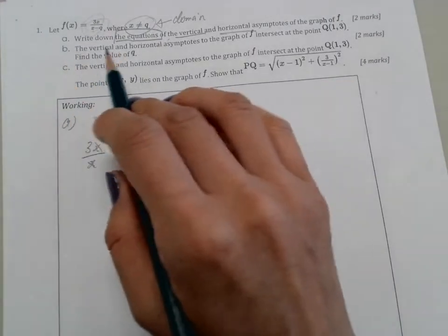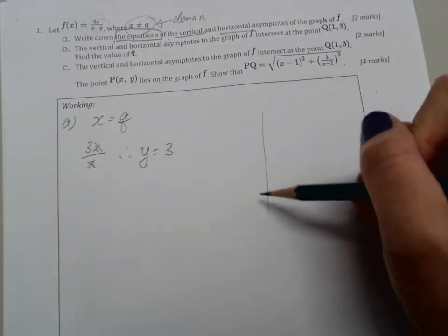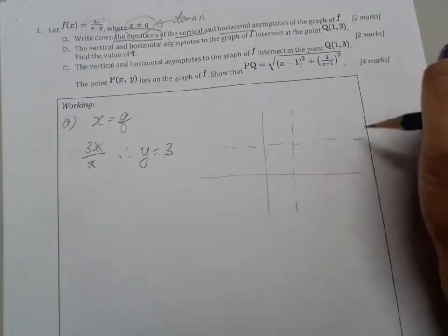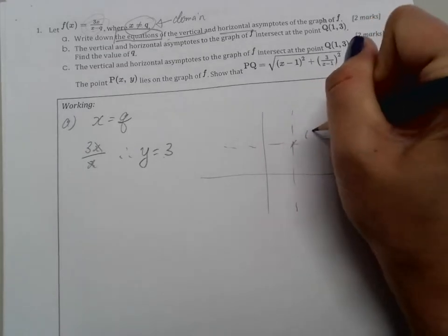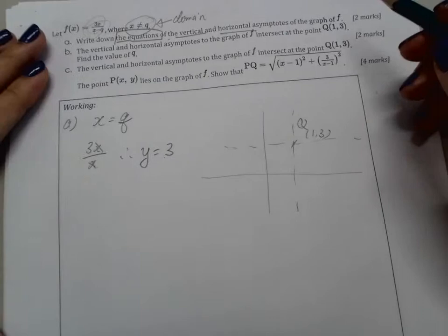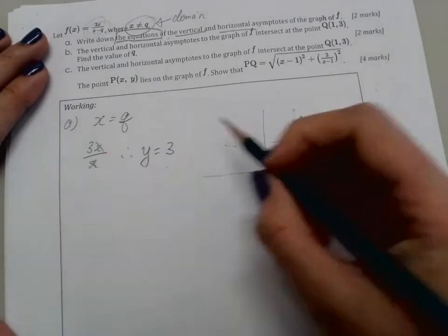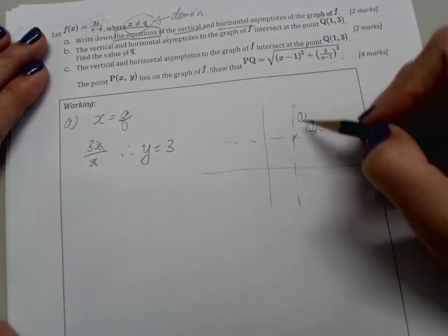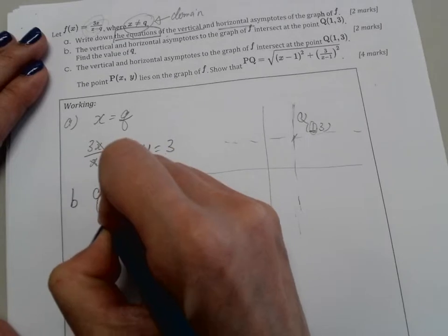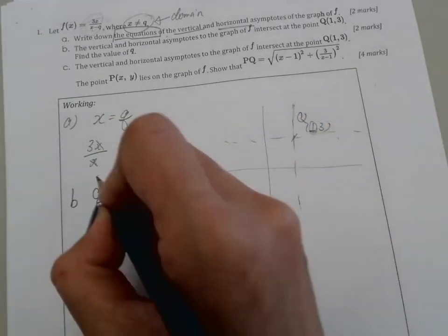Alright. Part B. Vertical and horizontal asymptote. So let the curve be somewhere here, and this is the vertical asymptote and the horizontal asymptote, and this is 1, 3, which is q. So find the value of q. If it hits the 1 here, the x coordinate is 1, which means that our vertical asymptote is 1. Therefore, B will be q equals to 1.